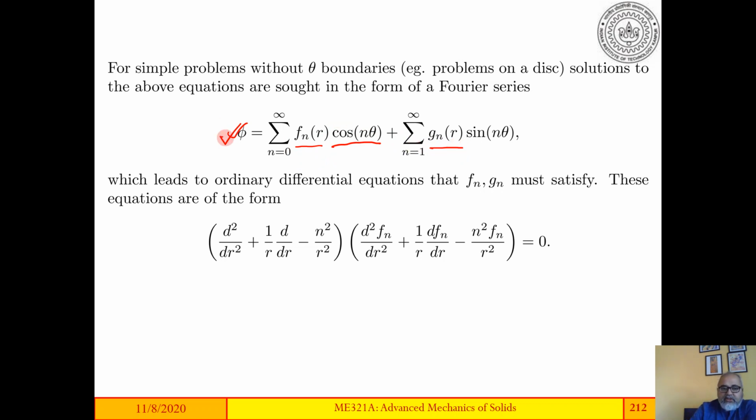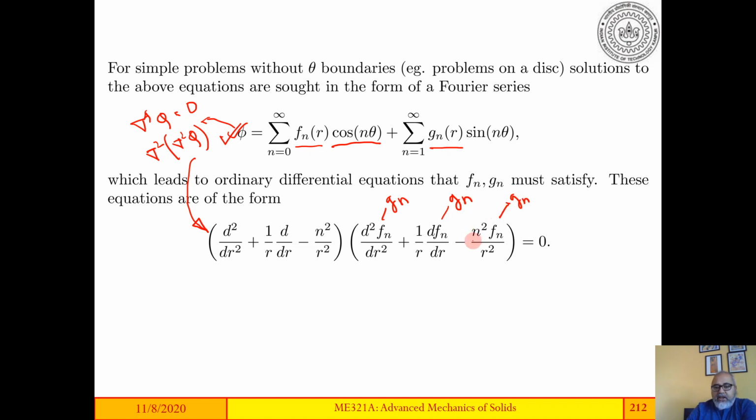And if you put this assumption on phi into this equation equal to 0, which is again this, then for both Fn and Gn you will get this set of ordinary differential equations. I've written it for Fn. These are valid for Gn as well.